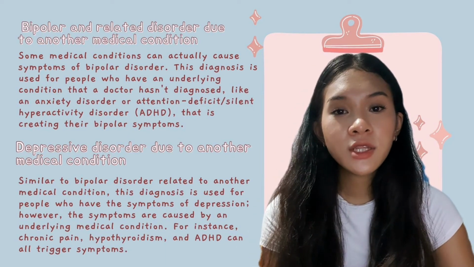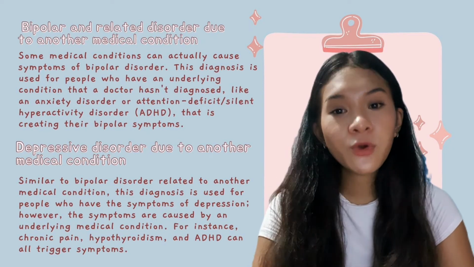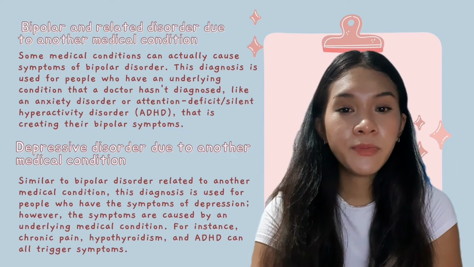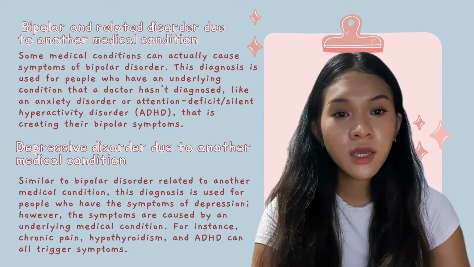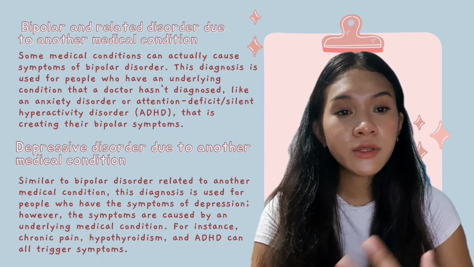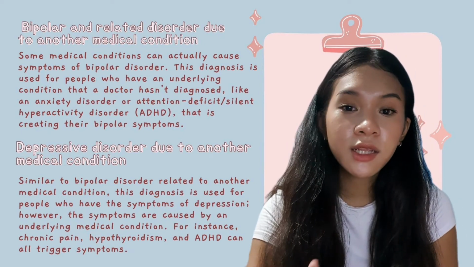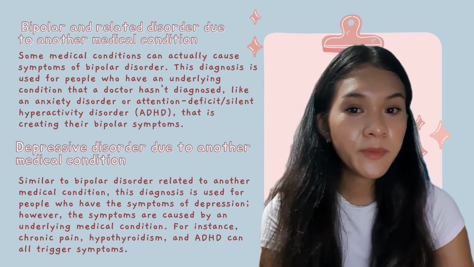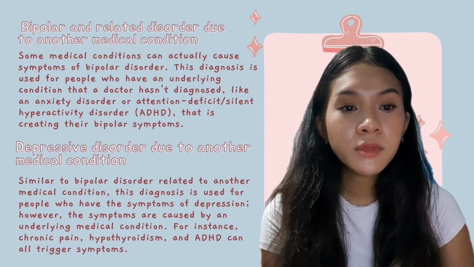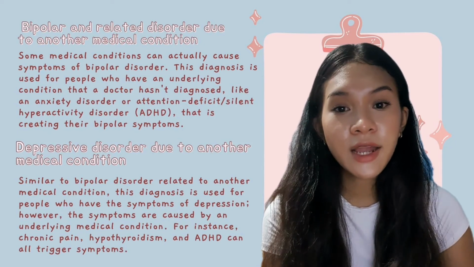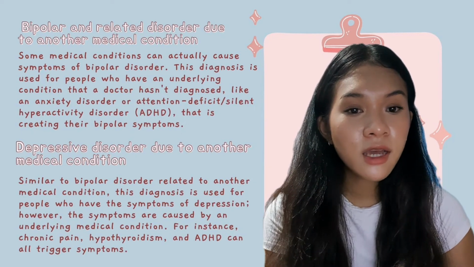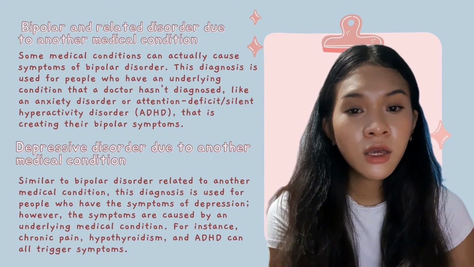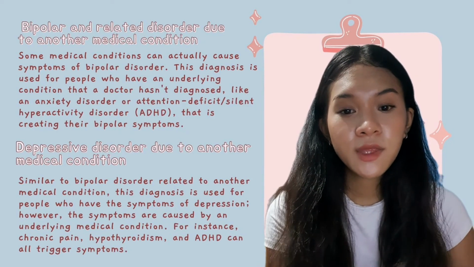We also have depression or depressive disorder due to another medical condition, just like we have tackled before. It was about bipolar; this time it is about depression. Similar to bipolar disorder related to another medical condition, this diagnosis is used for people who have the symptoms of depression, but the symptoms are caused by an underlying condition. For instance, chronic pain, hypothyroidism, and ADHD can all trigger its symptoms.